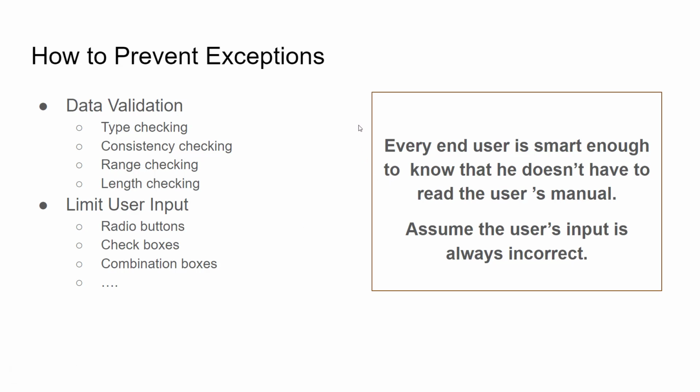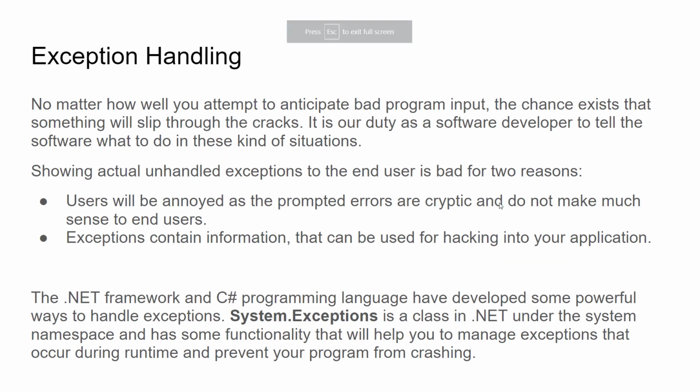So generally, the rule is we cannot assume that the user will follow our rules. You have to assume that they will not read the menu and they will always input incorrectly, and we have to prevent that, or we have to handle these exceptions. It's our duty as software developers to tell the software what to prompt in these kinds of situations.